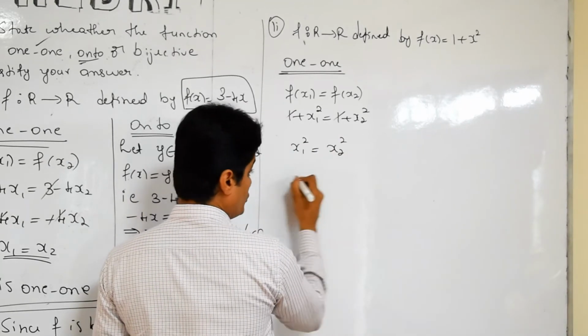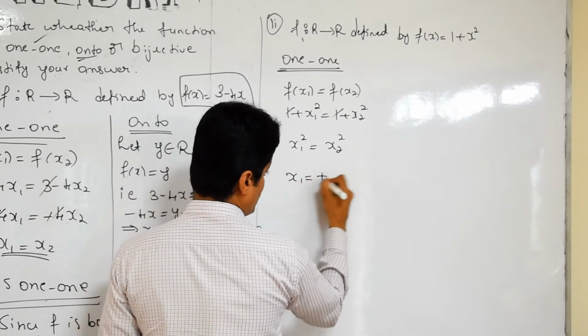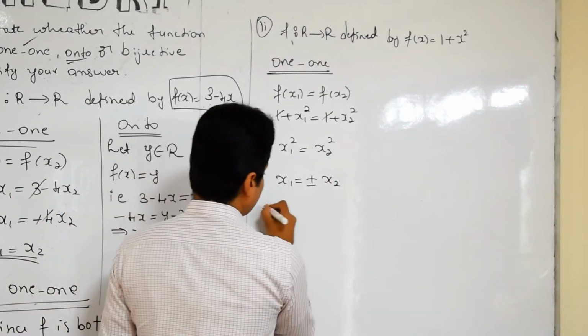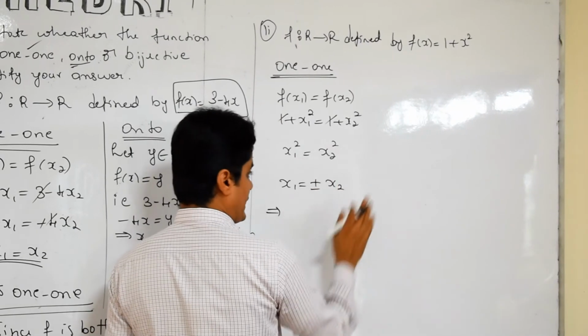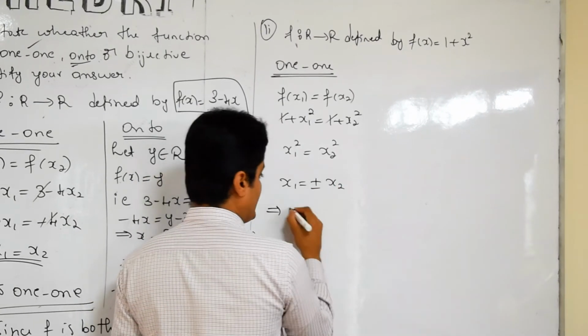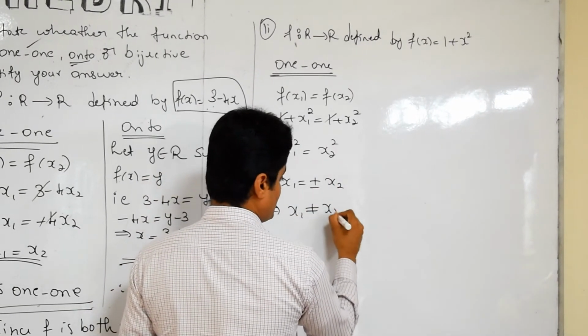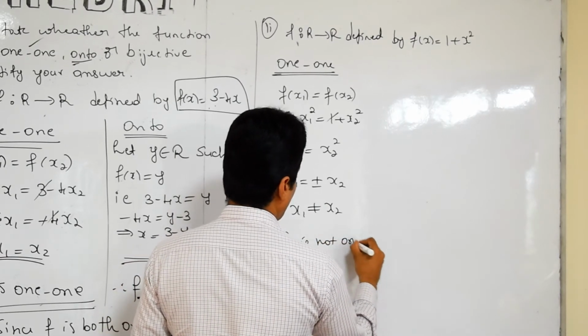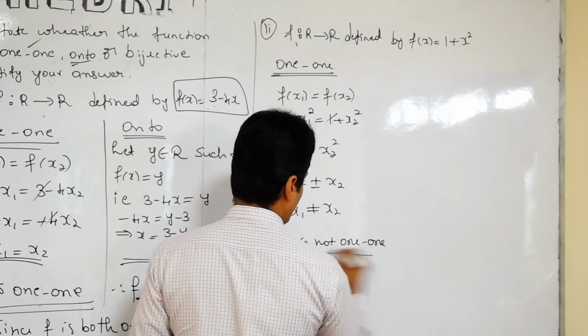Take the square root. I hope you know when you take the square root, it will be plus or minus x2. So this implies, when it is plus, equal. When it is minus, it is not equal. So it is not equal always. So what is the conclusion? f is not 1-1.